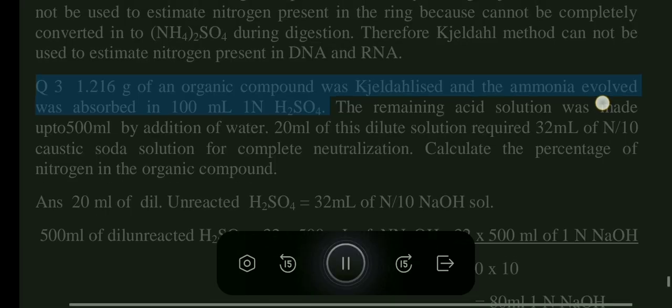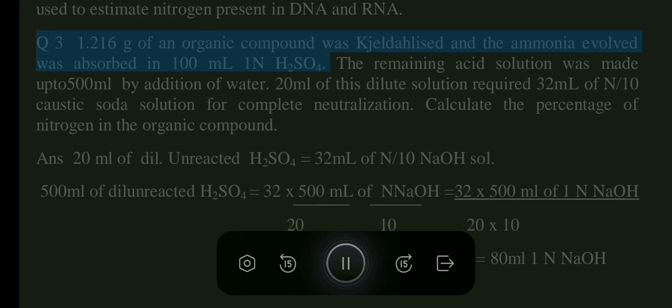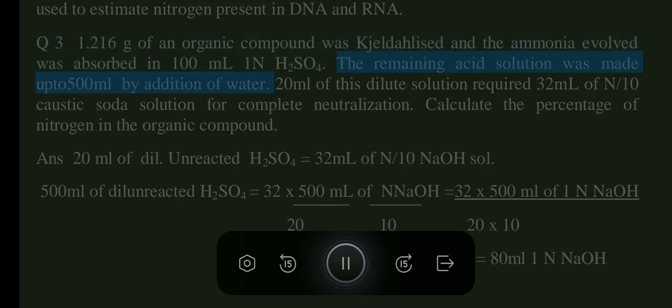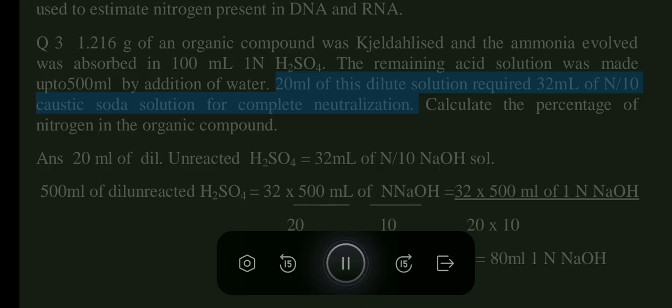Q3. 1.216 grams of an organic compound was Kjeldahlized and the ammonia evolved was absorbed in 100 milliliters of 1 N H2SO4. The remaining acid solution was made up to 500 milliliters by addition of water. 20 milliliters of this dilute solution required 32 milliliters of N/10 caustic soda solution for complete neutralization. Calculate the percentage of nitrogen in the organic compound.